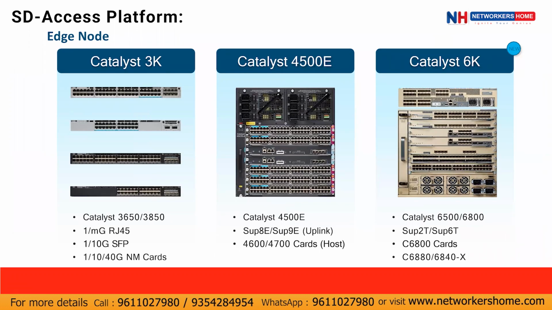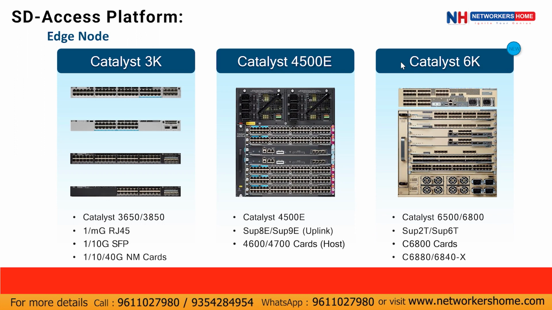The Catalyst 3K and the 4500E also support the edge node functionality. The Catalyst 6K, which is the 6500 and 6800, is popularly known for this. The 6800 is known for the VSS functionality. Yes, you can use that as your edge nodes. Just make sure in the 4500 you need to have specific supervisor cards to support the uplink to the border nodes.